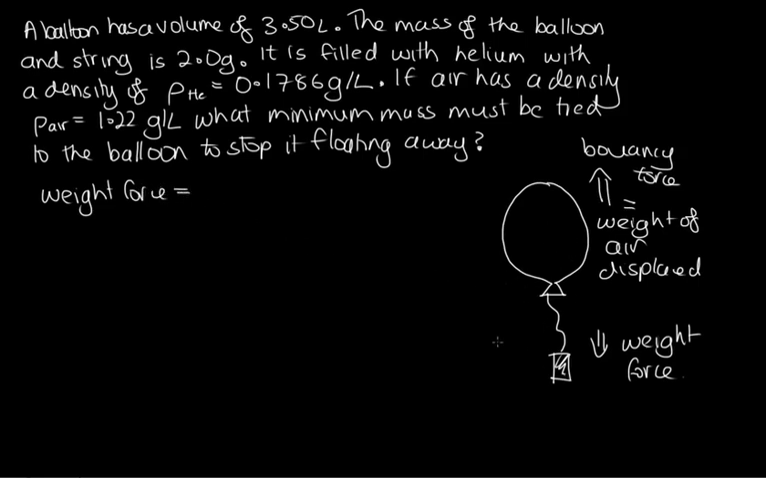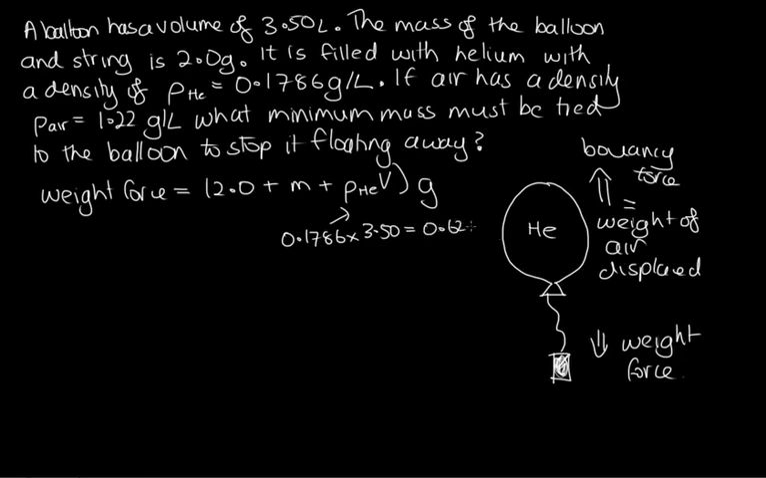So there's three things contributing to the weight force, three masses. We've got the mass of the balloon plus the string, which we're told is 2.0 grams. We've then got the mass which we tie onto it, which we need to find. So let's call that M. And then finally we've got helium inside the balloon, and so we've got the mass of that helium as well. So that's the density of helium times the volume of the balloon. And then to make it into a weight force, instead of just a mass, we need to multiply that by g. So the density of helium is 0.1786. The volume of the balloon is 3.50 litres, and so the mass of the helium inside the balloon is equal to 0.625 grams. And so we've got 2.625 grams plus the mass in grams times g will be our force in millinewtons.